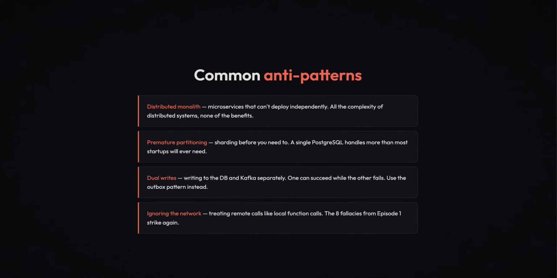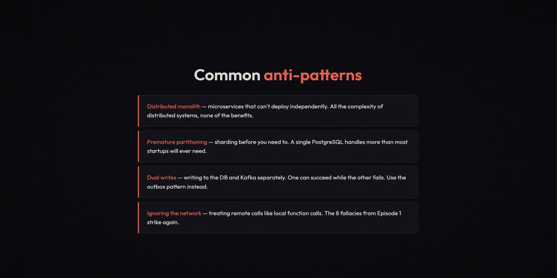Dual writes, writing to the database and Kafka separately. If the database write succeeds but the Kafka publish fails, or vice versa, your data is inconsistent. Use the outbox pattern instead. Ignoring the network, treating remote procedure calls like local function calls. Every call can fail, be slow, or return stale data. The 8 fallacies from episode 1 are alive and well.